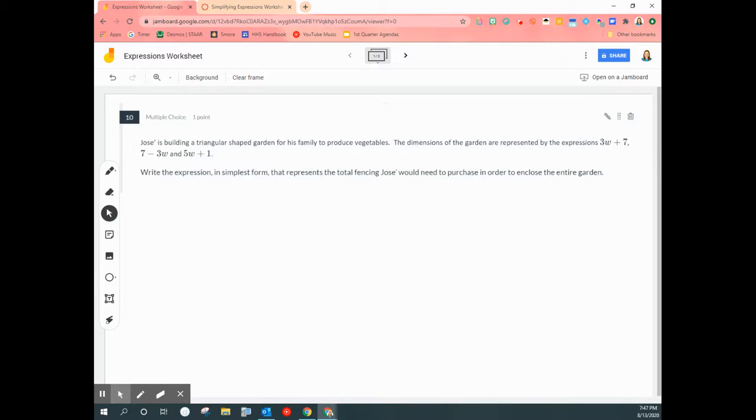So all I've done is I've taken 10 and 11 and I've moved them over to this whiteboard. So let's look at number 10. Jose is building a triangular shaped garden for his family. He's going to grow some vegetables. They give us the dimensions of the garden are represented by the expression 3w plus 7, 7 minus 3w, and 5w plus 1. Write the expression in simplest form, simplest means simplify, that represents the total fencing Jose would need to purchase in order to enclose the entire garden.